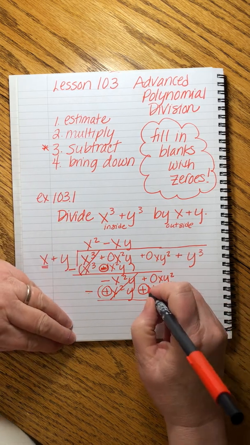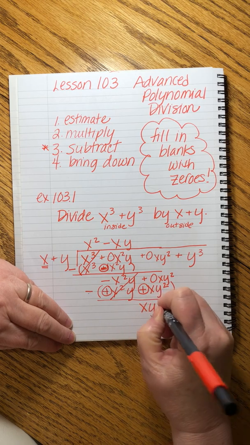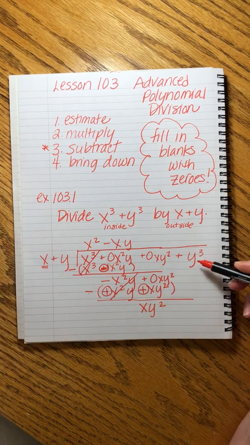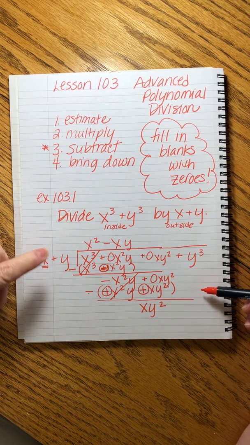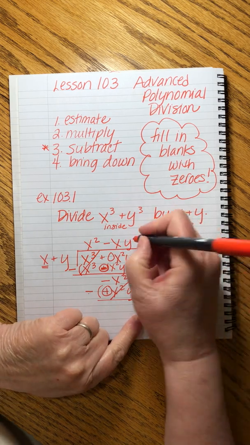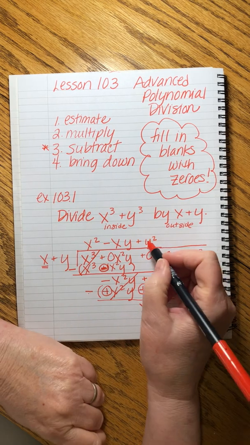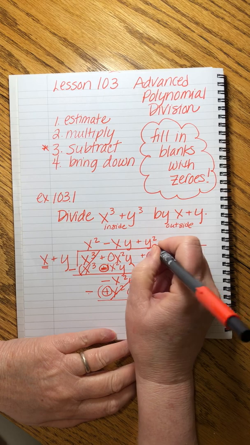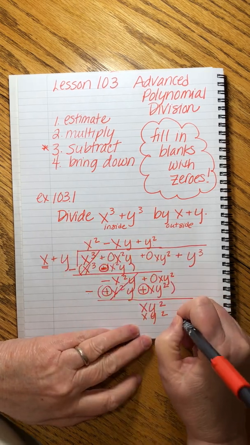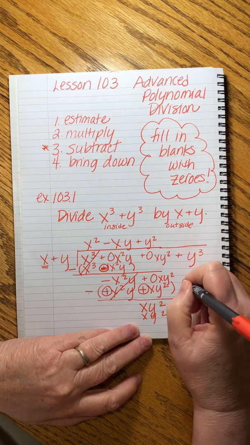And now 0 plus, again, this is an imaginary 1, means that I have xy squared. Am I going to bring down the y cubed? I don't know yet, so I'm just going to leave that alone. What do I have to multiply times x to get xy squared? That would be a positive y squared. That's my estimating. Now I multiply xy squared, and then I multiply this one. It's plus y cubed. Oh, okay, so I can bring this down.